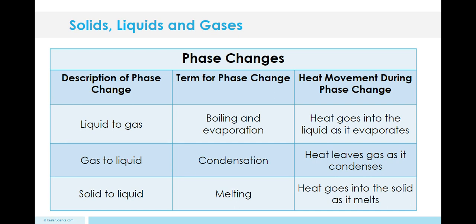And in our last phase change, we're going from solid to a liquid. When we're going from solid to a liquid, we are applying heat, and we call that melting. And heat goes into that solid as it is melting. The opposite of that, which is not on the chart, is the liquid to a solid. When we're moving from liquid to solid, we are taking heat away, and that object is now freezing.